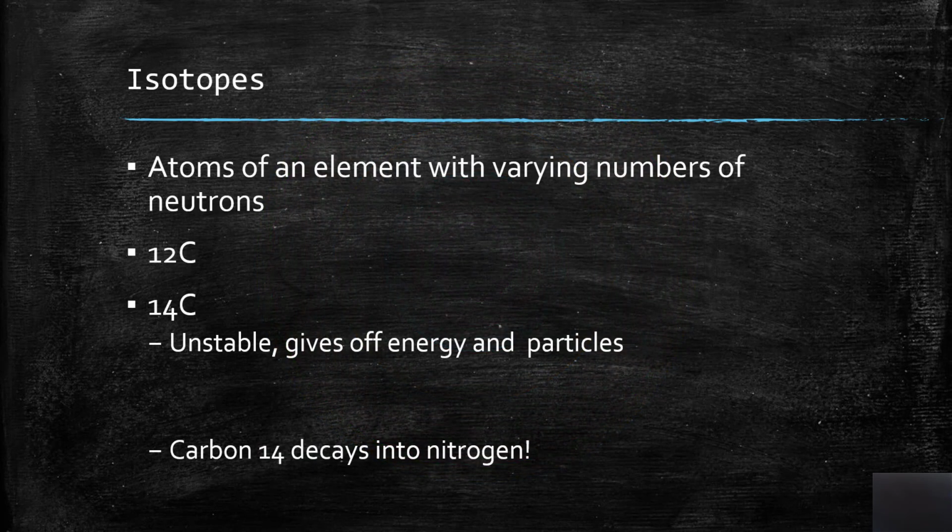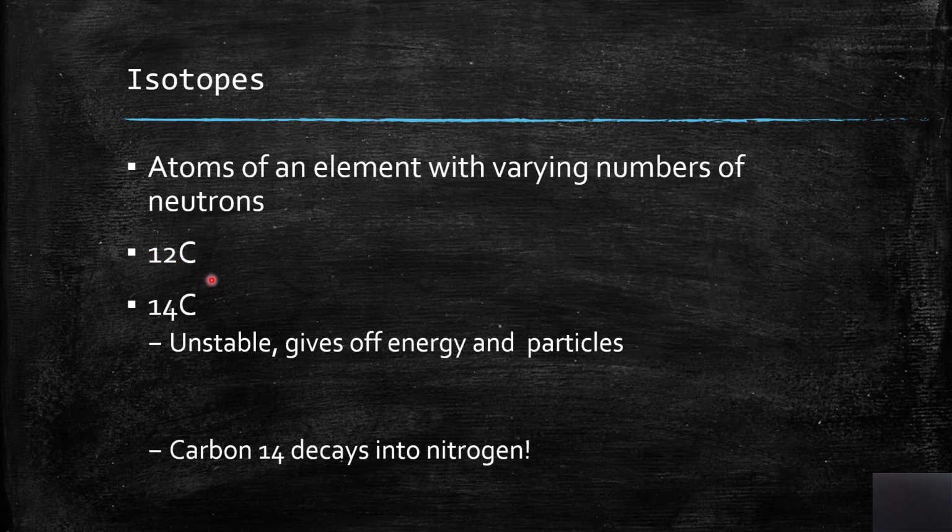So we smush various numbers of hydrogens together to get helium. We can squish different heliums together to get carbon, and so on and so forth. Now, isotopes are atoms of an element, so they have the same number of protons, but they might have different numbers of neutrons. Okay, so carbon-12.